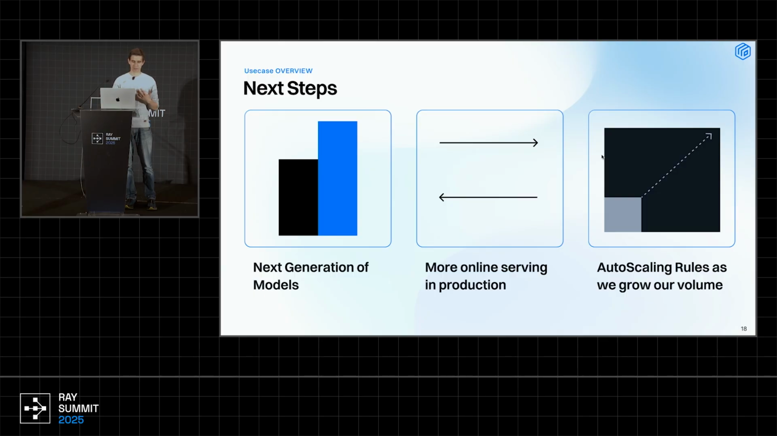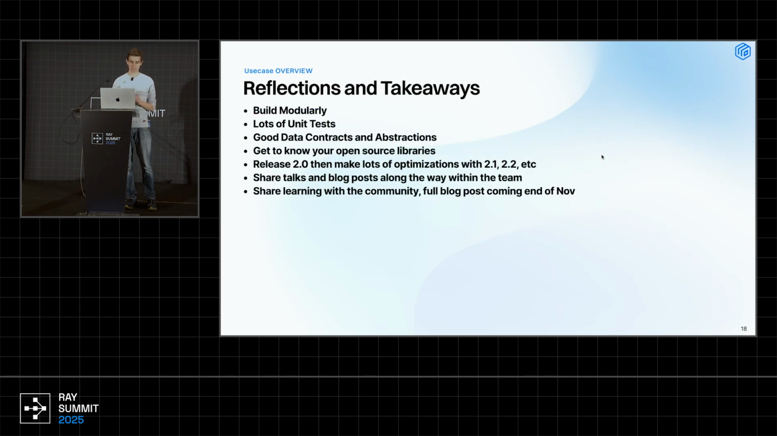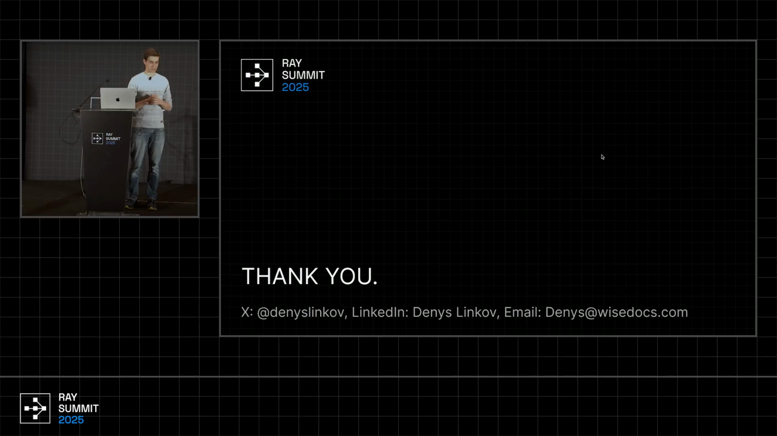So finally, we're going to continue to upgrade our models. We're going to do more online serving in production and continue to change our auto-scale rules as we grow with volume. And as always, every project you have a lot of reflections, so all good software engineering patterns that you have to consider. And we're going to have a blog post come out soon at the end of November with our full learnings. So thank you, everybody, and happy to take questions.